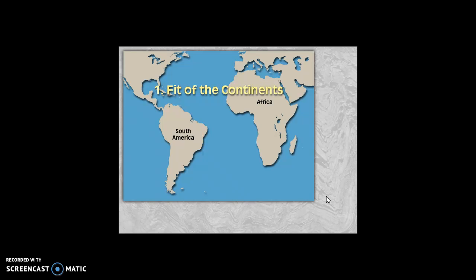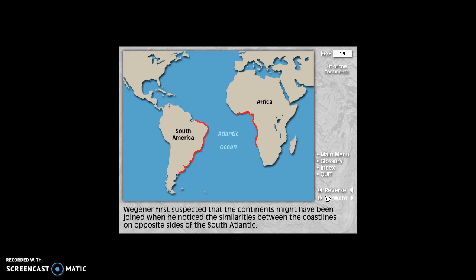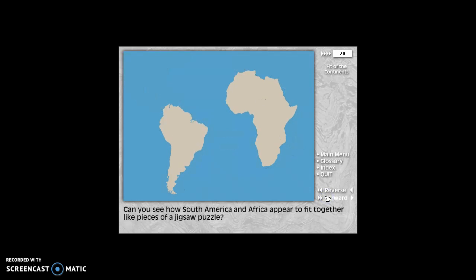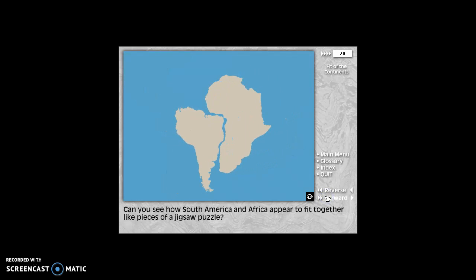First, the fit of the continents. Wegener first suspected that the continents might have been joined when he noticed the similarities between the coastlines on opposite sides of the South Atlantic. Can you see how South America and Africa appear to fit together like pieces of a jigsaw puzzle?